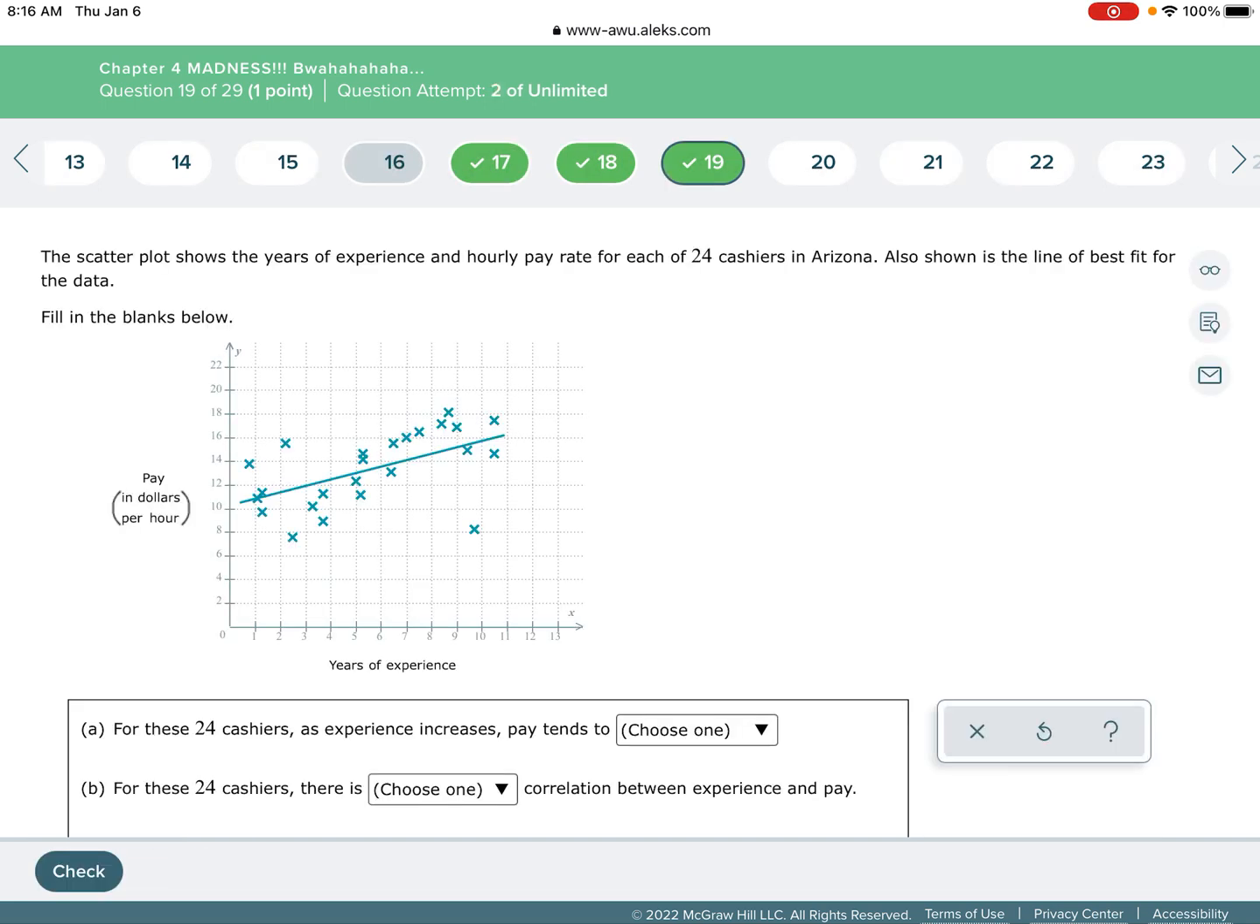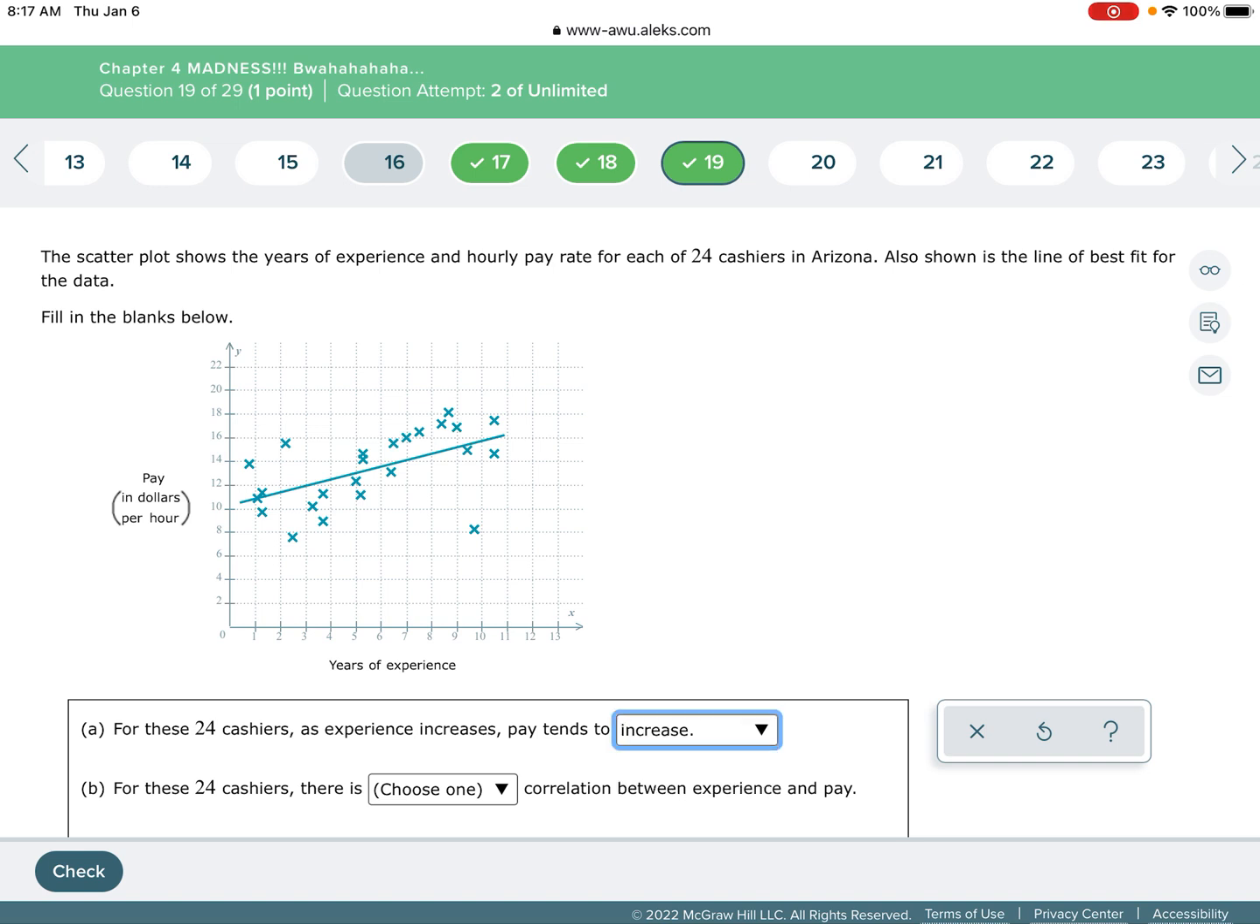All right, so this one. Years of experience for a cashier is on the bottom, and then the hourly pay rate for the cashiers, and this is in Arizona, is on the left. That's your y-axis, so that's your up and down. It says for these 24 cashiers, as experience increases, pay tends to, well, look at your line of best fit and the way the graph trends. For the most part, the more you work, the more you earn. So that would be an increase.